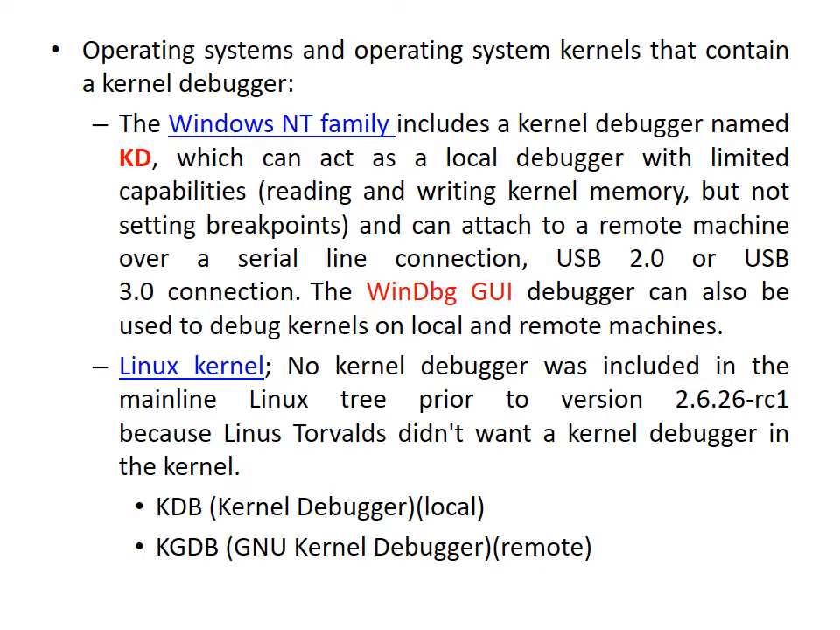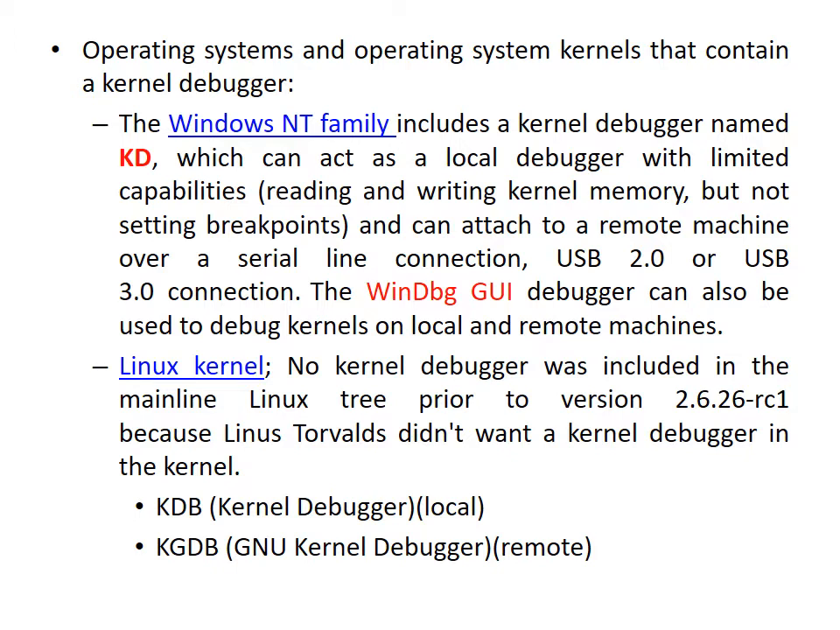If you are talking about various types of debuggers, the first is the Windows NT family, which includes a kernel debugger named KD. It can act as a local debugger with limited capabilities, reading and writing kernel memory but not setting breakpoints. Breakpoints are particular points which temporarily suspend the program during execution, and it can attach to a remote machine over a serial line connection, USB 2 or USB 3 connection. The WinDBG GUI debugger can also be used for debugging the kernel on a local or remote machine.